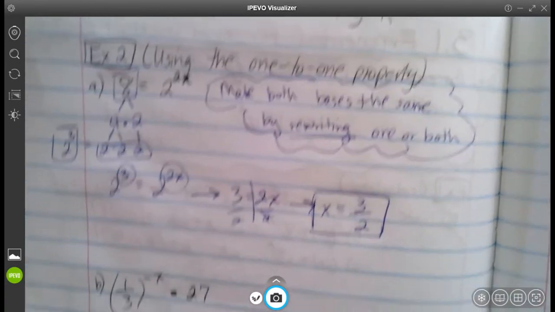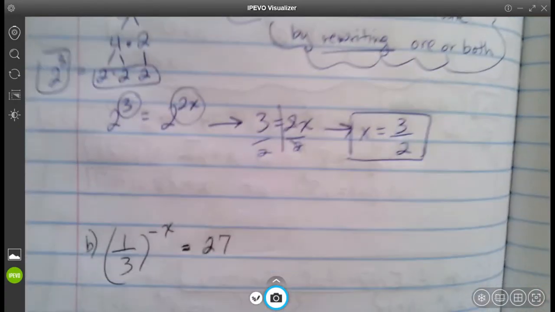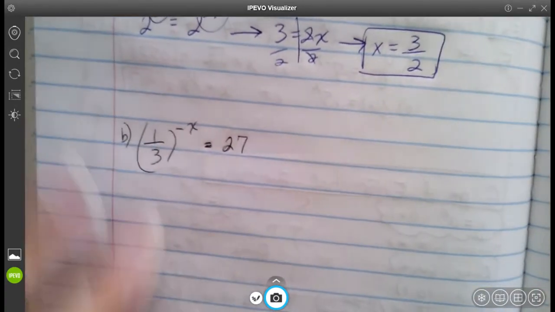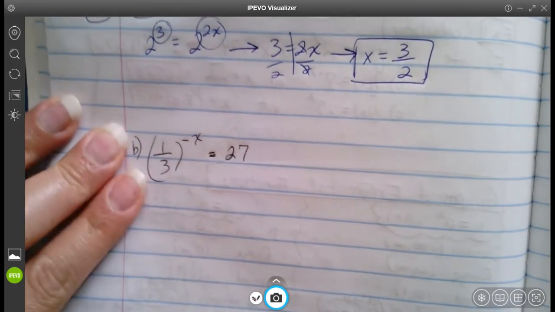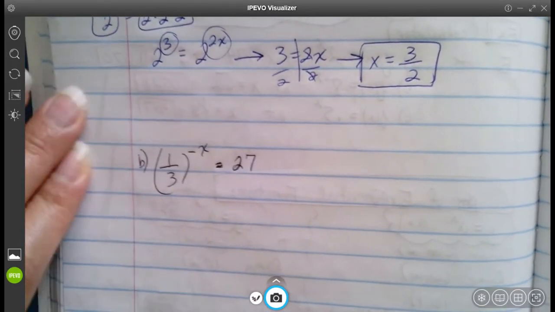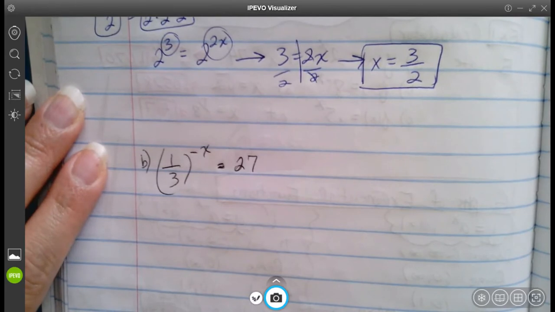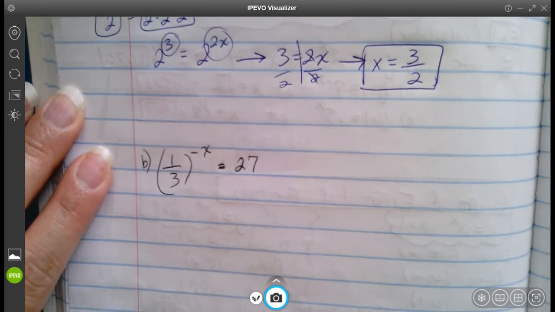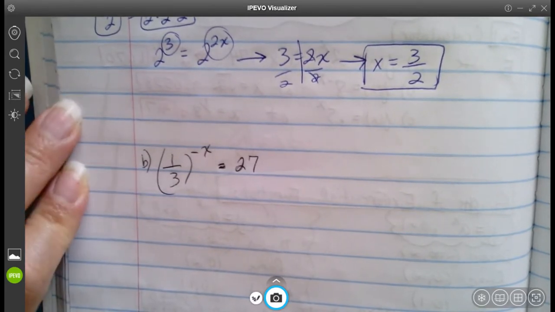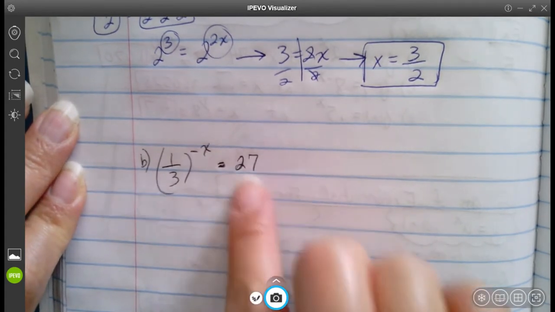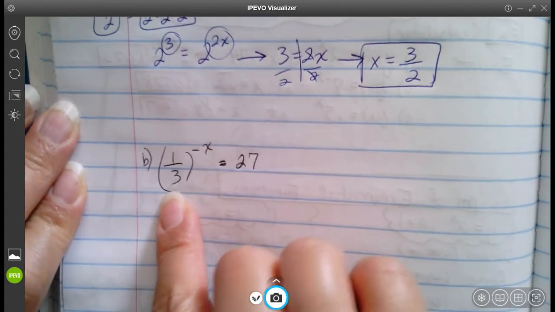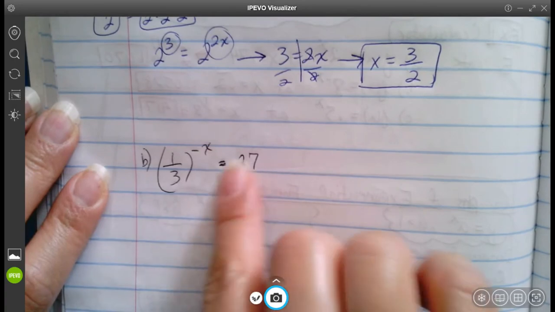Let's look at one that's a little bit more difficult, that has a fraction and a negative, because those are always fun. We have 1/3 to the power of negative x equals 27. I know from my past knowledge that 27 can be written as a power of 3 somehow, so keep that in mind.